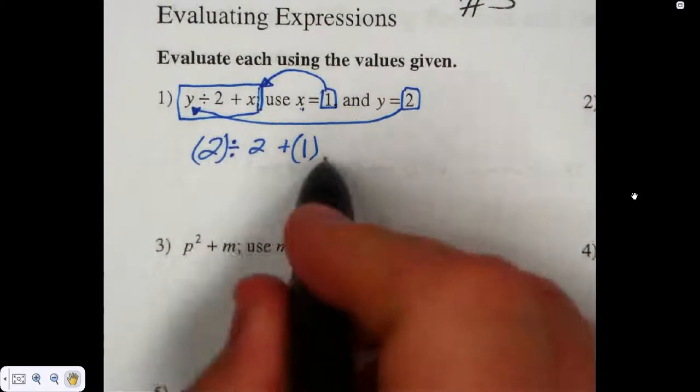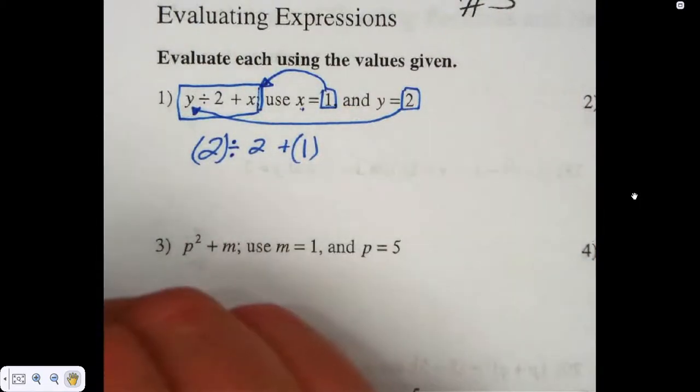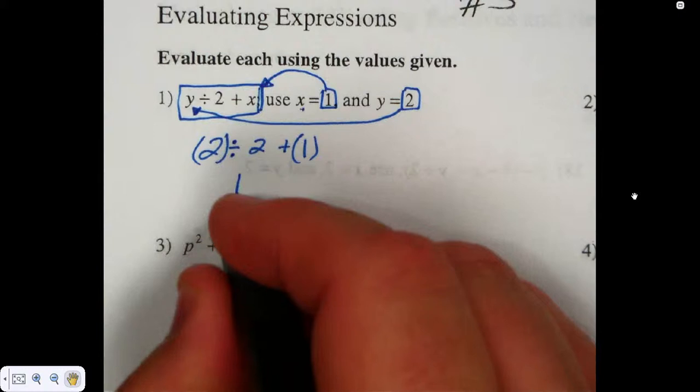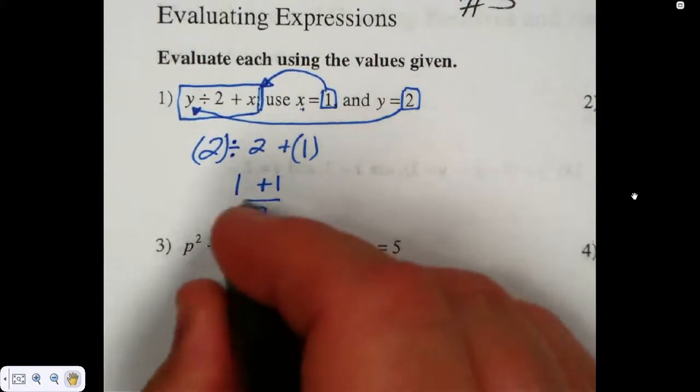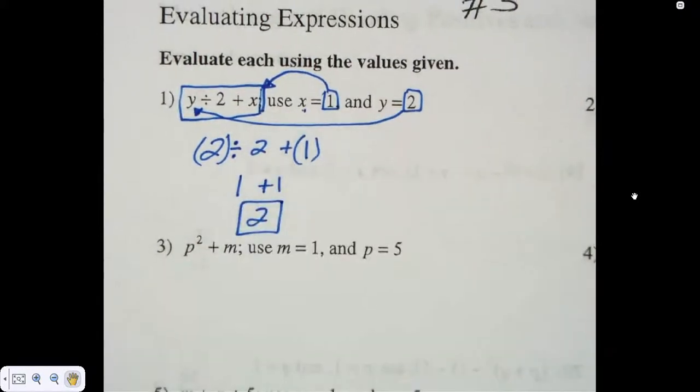Now, which do I do first? 2 divided by 2 or 2 plus 1? Divided by 2. What is 2 divided by 2? 1. Plus 1, the answer is? 2. That's pretty easy. Agreed?